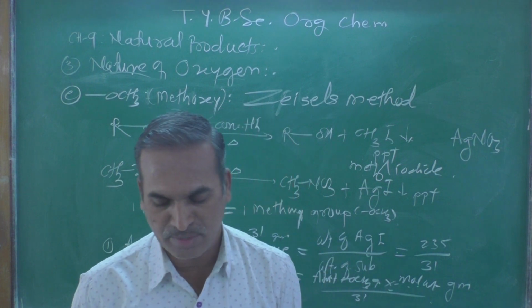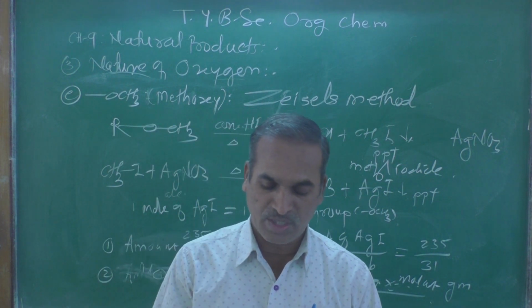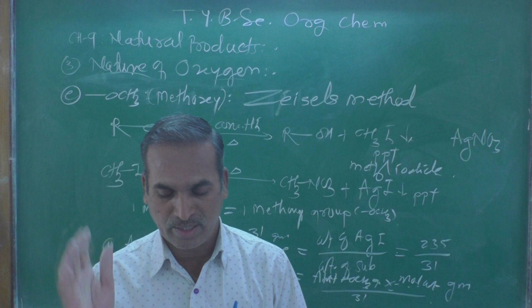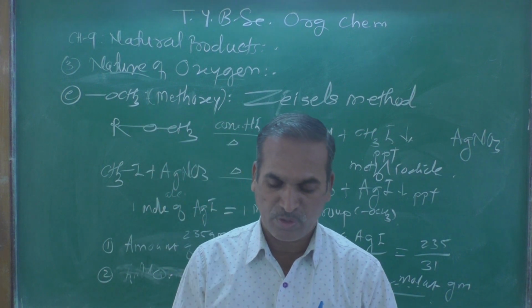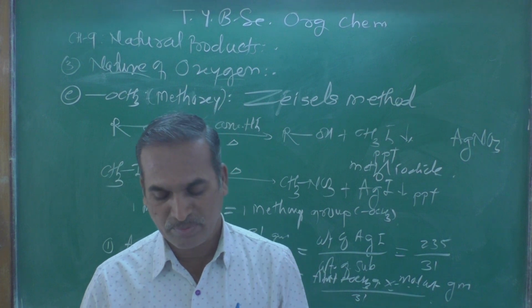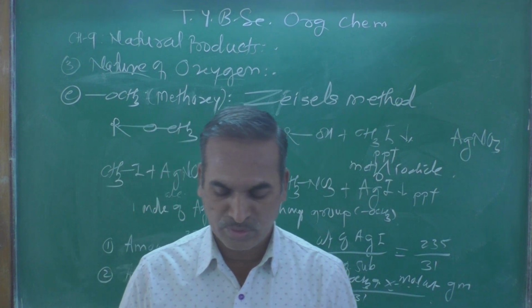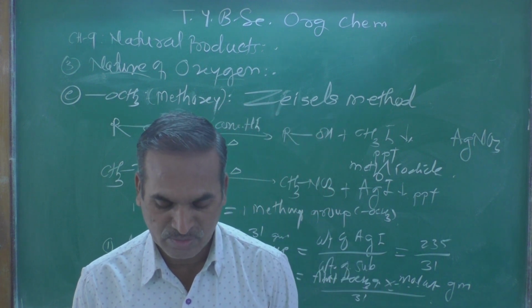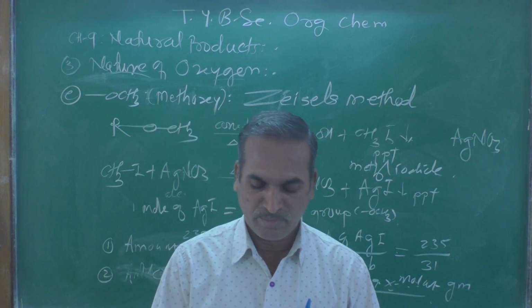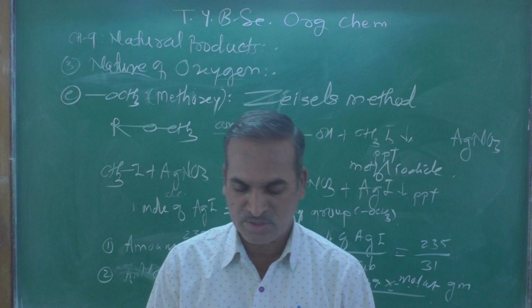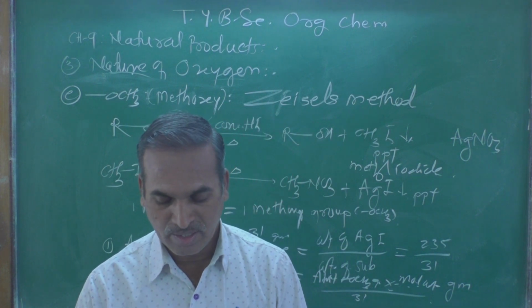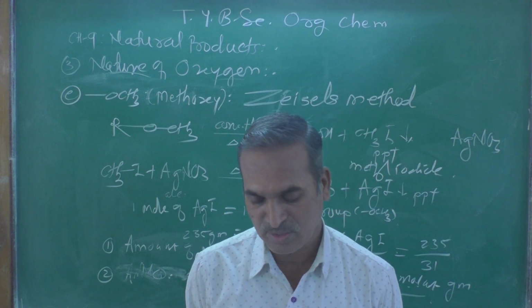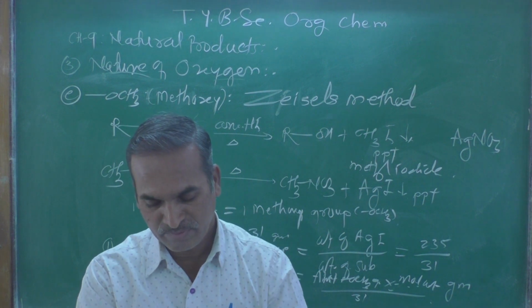Molecular weight is given as 340, and therefore amount of OCH3 group is equal to weight of AgI divided by weight of substance into 31 divided by 335, which is 0.00162 divided by 0.00224 into 31 divided by 335, and therefore we are getting 0.3615. Number of methoxy groups is equal to amount of OCH3 group into molecular weight divided by 31, so 0.3615 into 340 divided by 31, and you will get 4. So in this way we can find out.